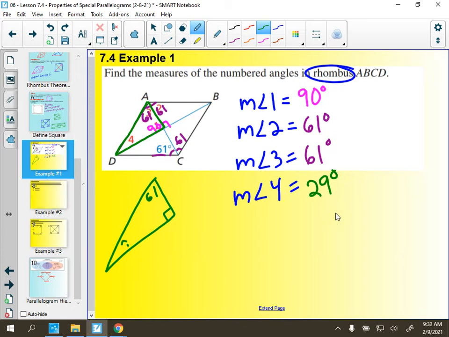All right, so that's an example with a rhombus. It could be a rectangle, with some of those properties.